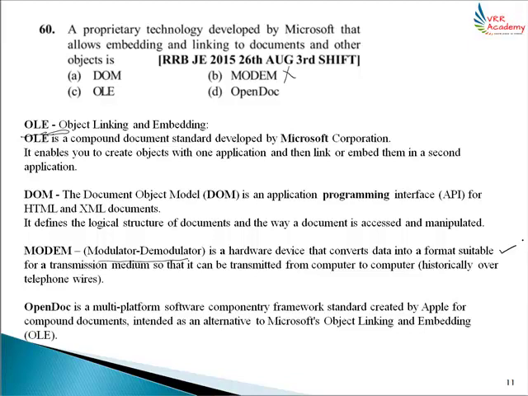The next one is DOM. What does DOM mean? This is the Document Object Model. DOM means Document Object Model. This is an application programming interface, an API for XML and HTML documents. It defines the logical structure of the documents and the way a document is accessed and manipulated. This is how HTML or XML documents can be accessed. It is an API, an application programming interface, and it is not owned by Microsoft.